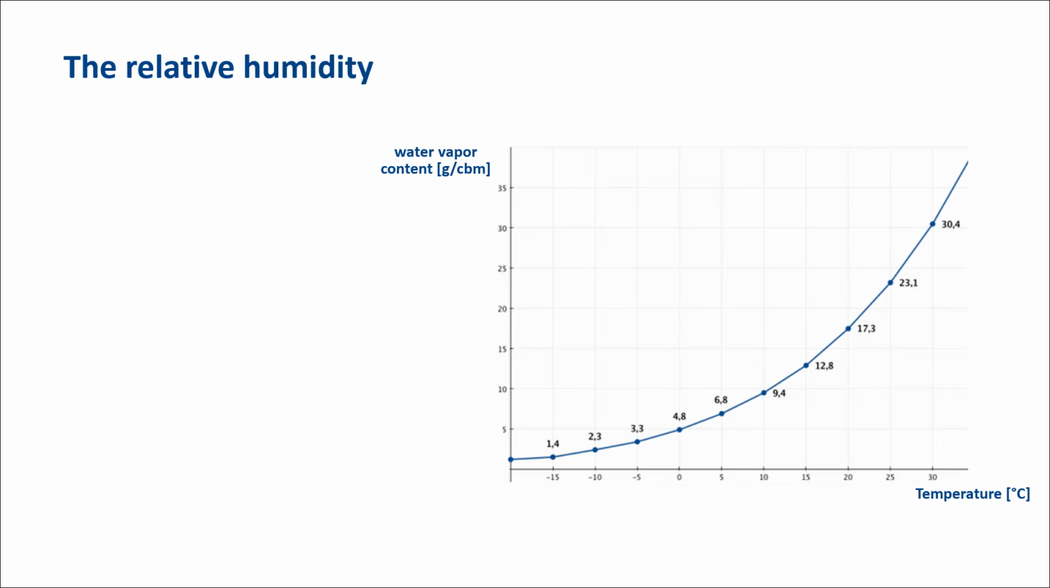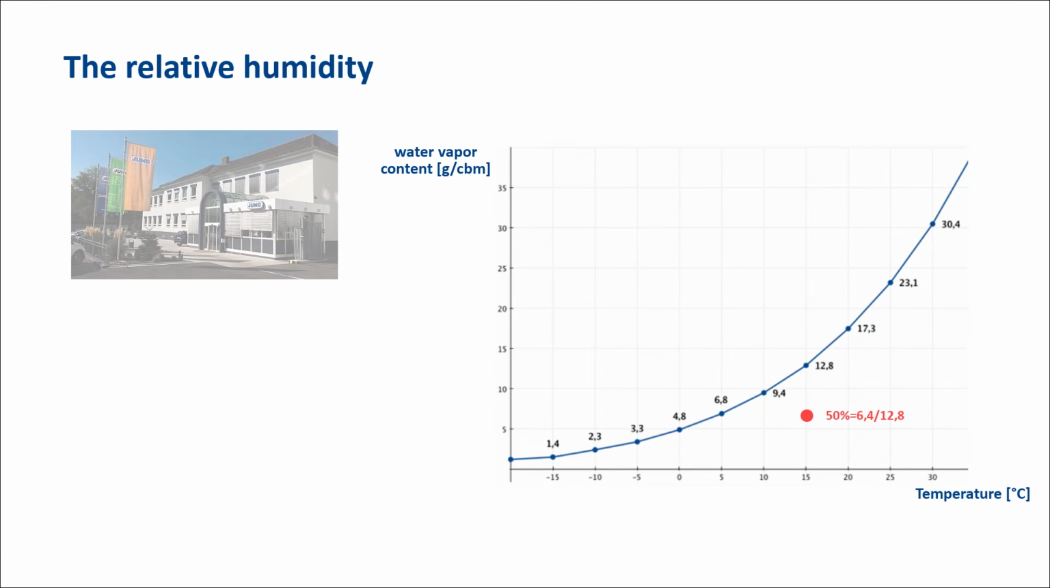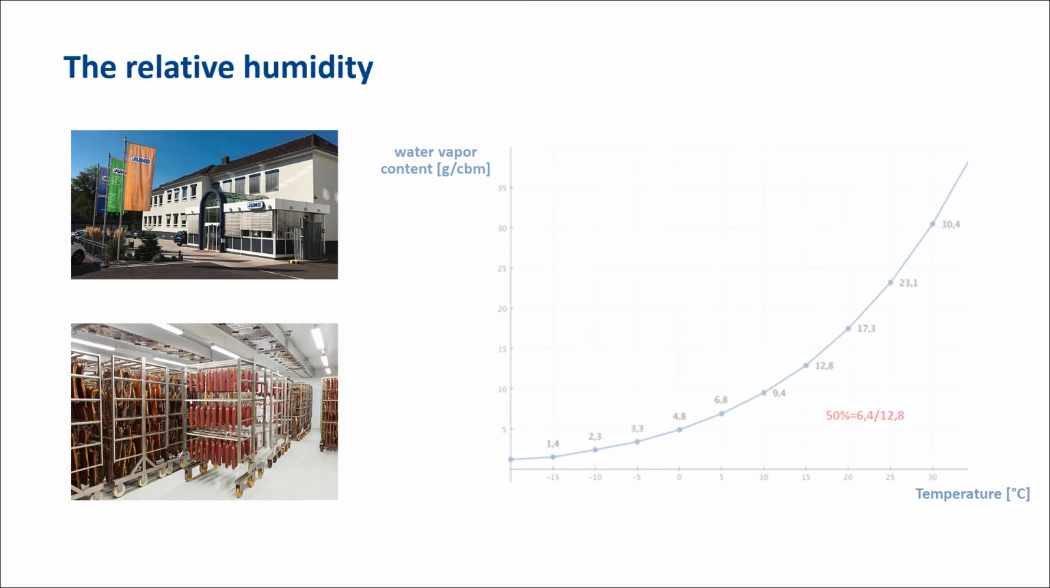For example, air at 15 centigrade can contain 12.8 grams of moisture per cubic meter. If half the water is actually present, so for example 6.4 grams per cubic meter, the relative humidity is 50%. In most applications, relative humidity is of importance. Examples are building services, drying processes, or ripening processes in the food industry.